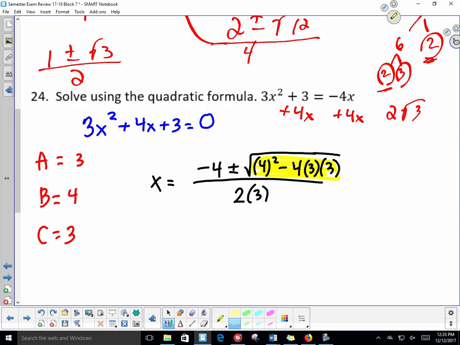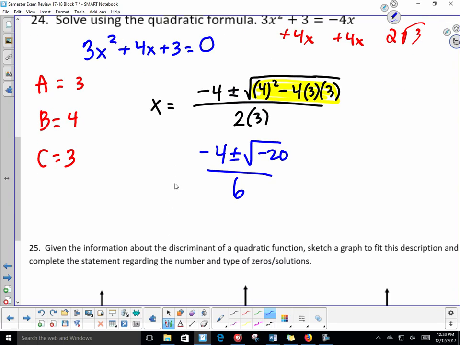Blake, what number did you get for that? I got negative 20, so it would be i square root of 20. All right, so you are a step ahead of us, but you are correct. He ended up with negative 20 under his radical. Since it's a negative, he notices that he's going to need to make that an imaginary. So this would become negative 4 plus or minus i square root of 20 over 6. As Mrs. Ward told you, you may not divide into that 20. You have to first reduce that 20 off to the side.